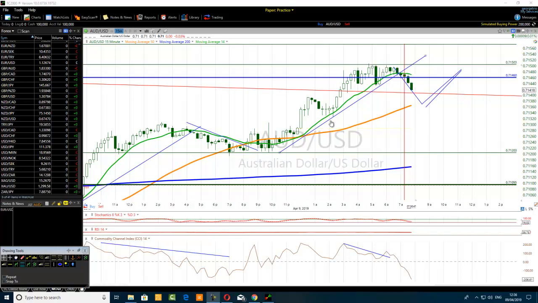If the trend line here, you see the trend line here is broken, we can sell it. And I showed it at 07146. Well, I showed it there. And is it going down? Can you see that it's going down?